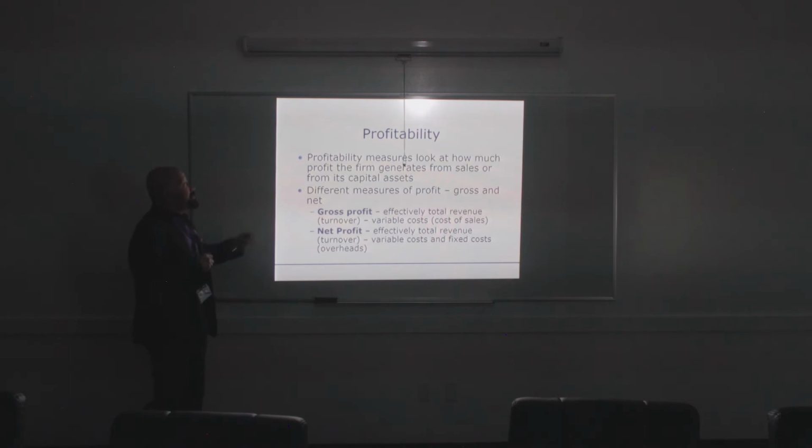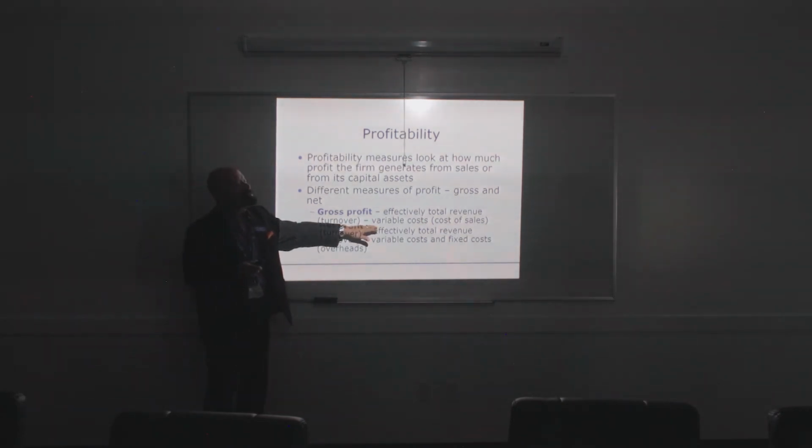Okay? Different measures of profits, gross and net. Gross profit is effectively total revenue, okay? Turnover minus variable costs of sales. That's gross profit, okay? Net profit is effectively total revenue, and that's turnover minus variable costs and fixed costs, which is your overhead. Variable costs, many times, are not things you can control very well, okay? It's just going to kind of happen on its own. It's kind of that independent variable. Yeah, it's going to go up and down no matter what you do.